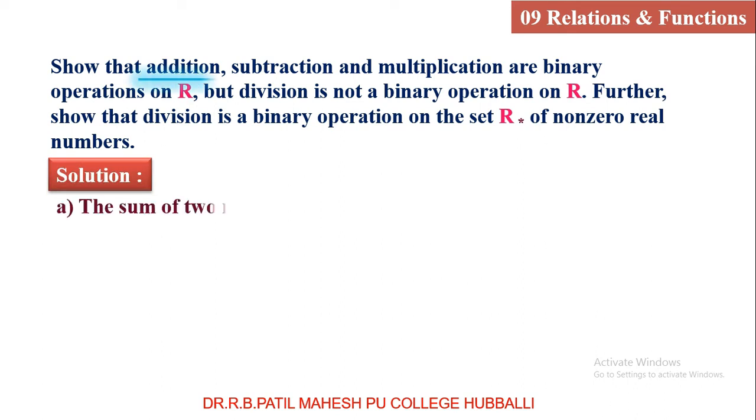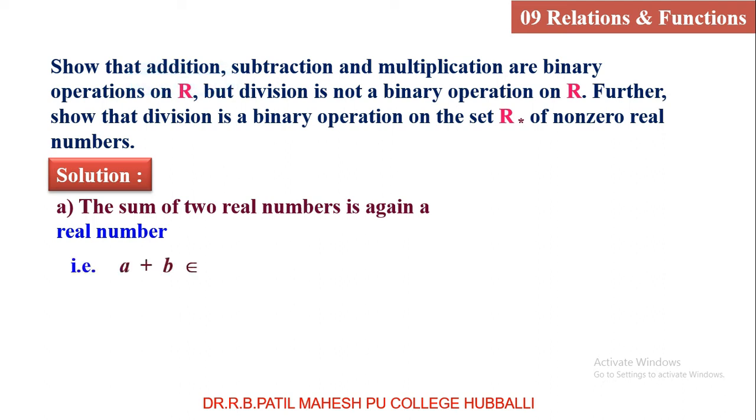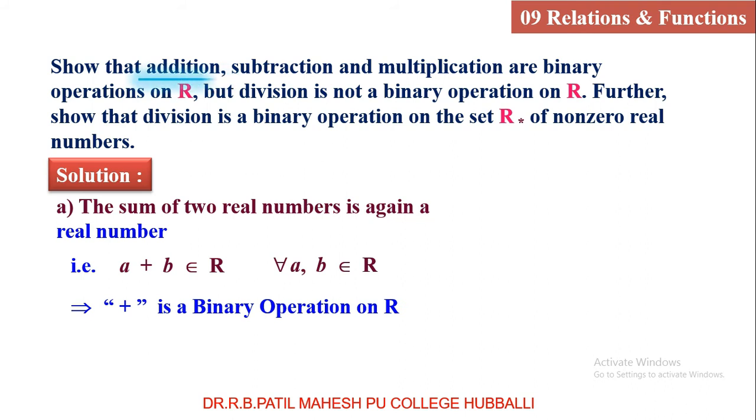First one, addition. The sum of two real numbers is again a real number. That is, A plus B is always a real number. So A plus B belongs to R, for every A, B belongs to R. I have taken two elements from the given set, and A star B is also in the same set. For every A, B, not only a few numbers, for every A, B in the set of real numbers, A plus B belongs to R. Therefore, plus is a binary operation on the set of real numbers. This is addition. Next, subtraction.